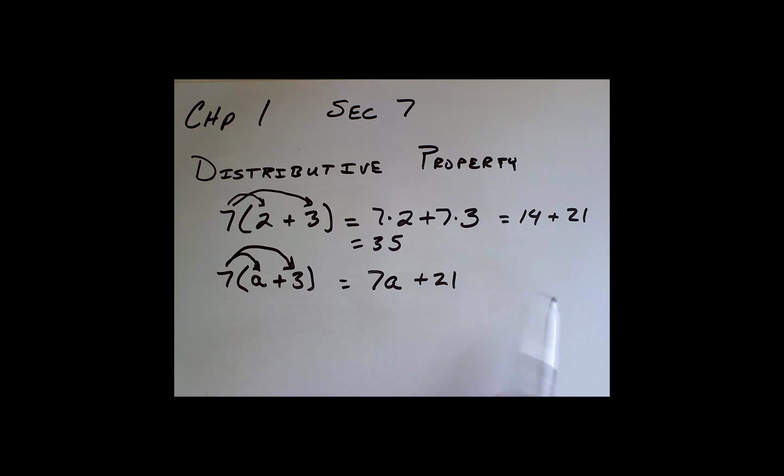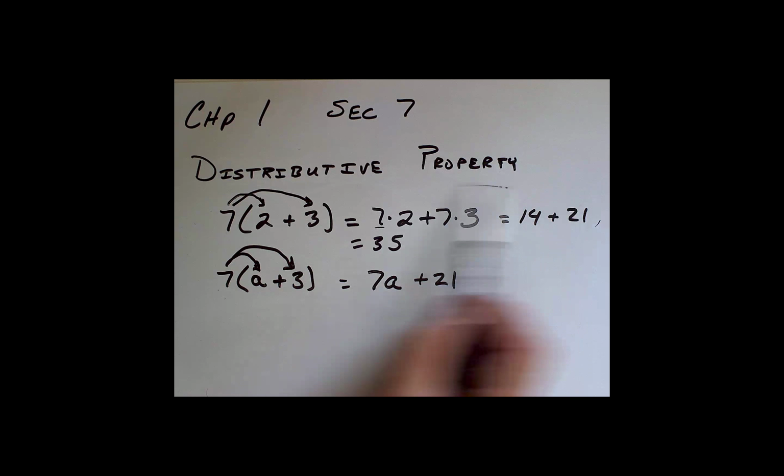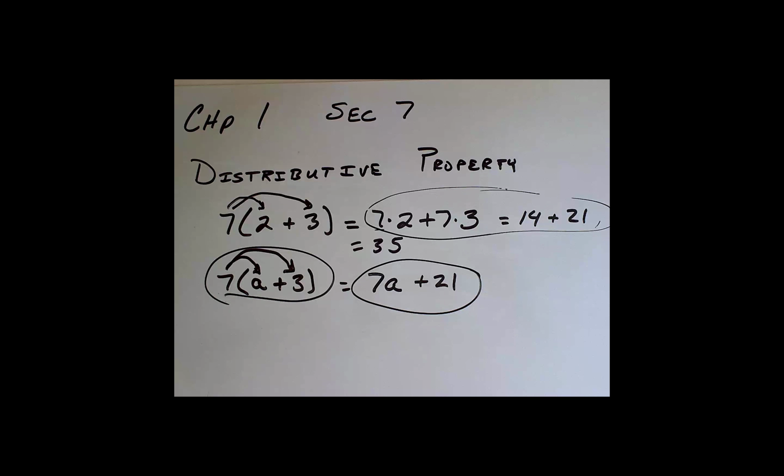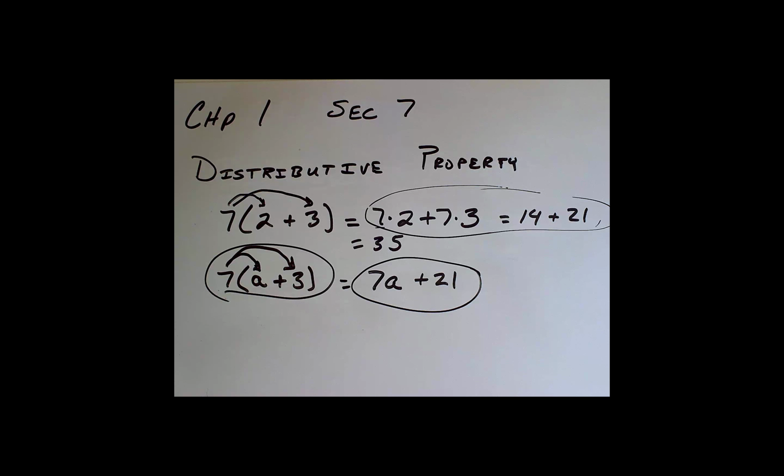In other words, what I did is I skipped these 2 steps right here, and I just jumped right to this step. And this would be the final answer: 7a plus 21. That's using the distributive property. All right, now we know coefficients, we know what a constant is, and we know how to use the distributive property. Let's take a look at like terms.